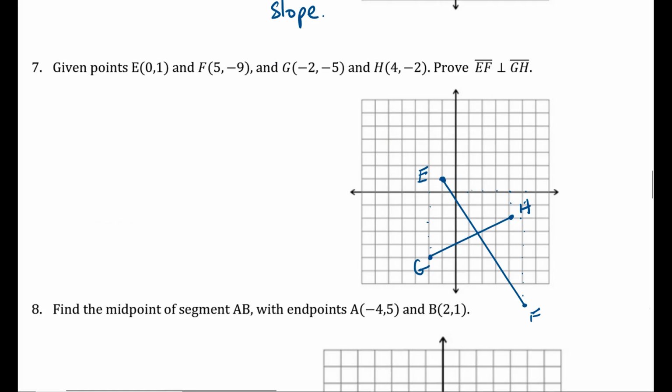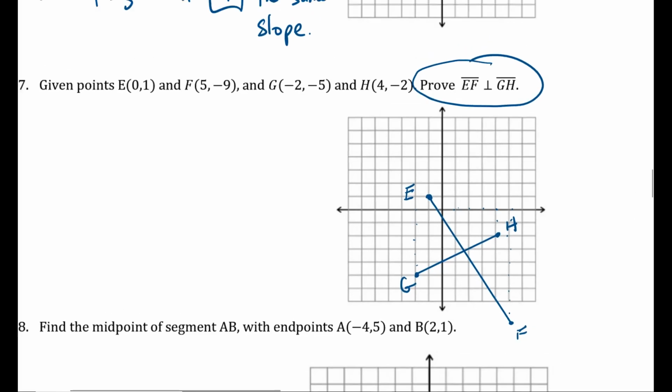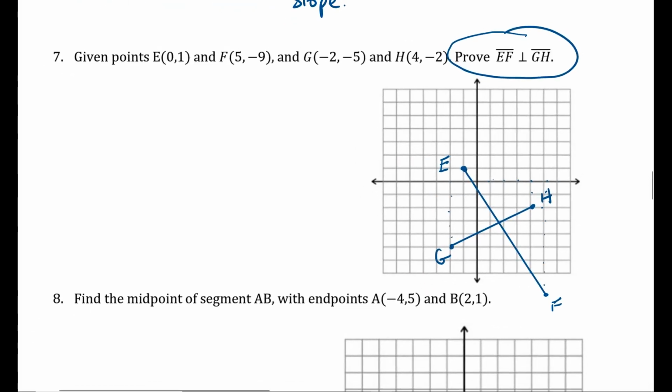For number 7, they give us 4 points again, but instead of asking us to prove if the segments are parallel, we're instead asked to prove that they're perpendicular. So if we could figure out the slopes of them, we'd be able to compare EF to GH and say whether or not these slopes are negative reciprocals of each other. Because remember that perpendicular lines have negative reciprocal slopes.